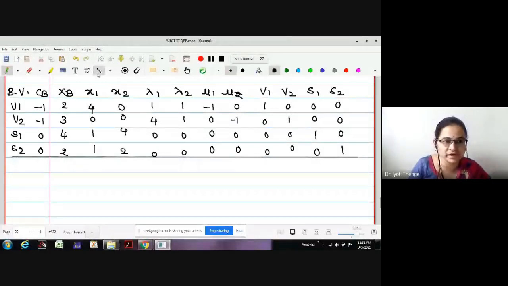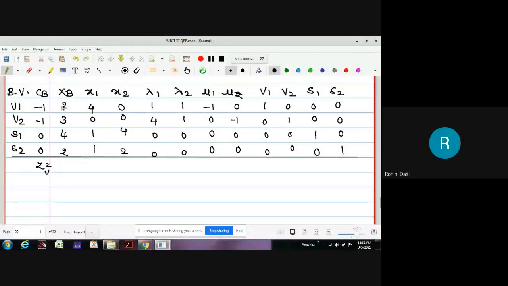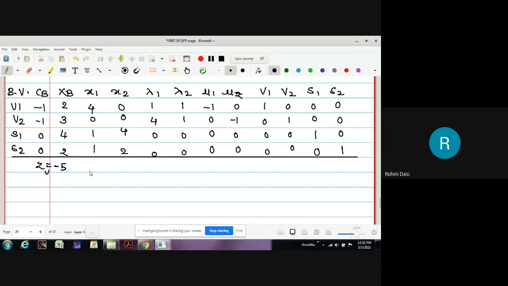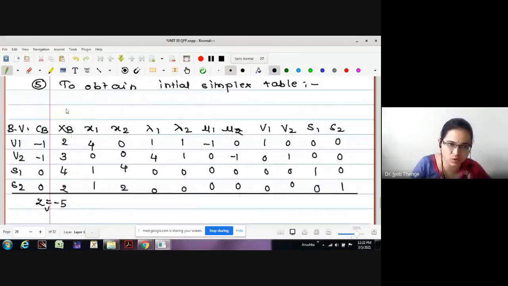Now let me write the value of Zv here. What is the value of Zv? CB times XB, no? Minus 5, yes, minus 5. Let me write the Cj values as well. First, only v1, v2 take minus 1, minus 1. All the rest are 0.